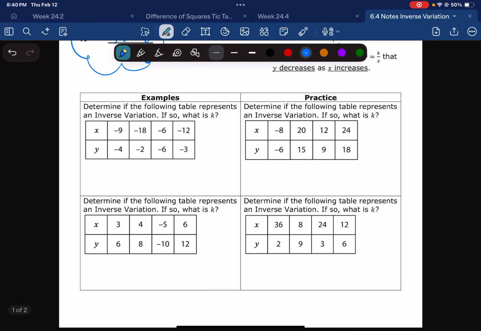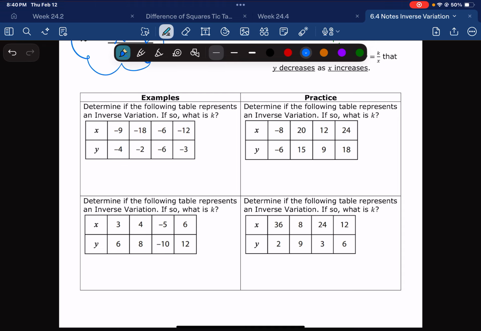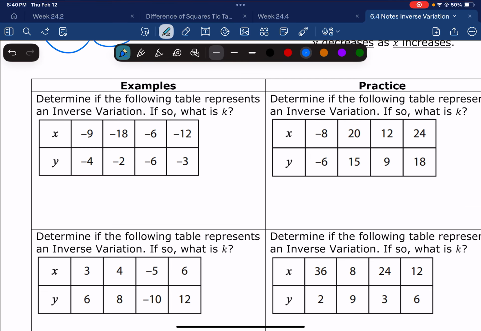So let's look at a couple of examples. Determine if the following tables represent an inverse variation, and if so, what's the k value? I'm going to show you guys these examples on the left side, and y'all can practice on the right side. Okay, so determine if it's inverse variation.